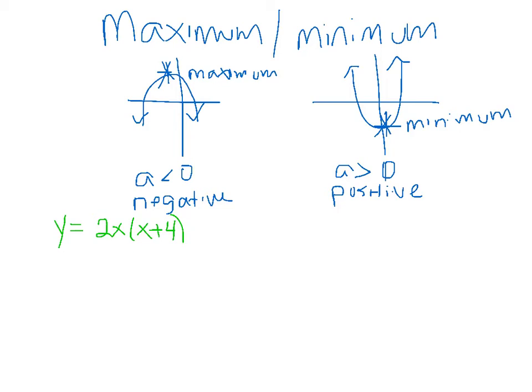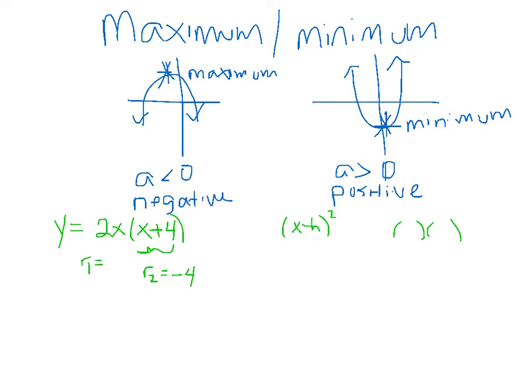Vertex form is a times x minus h, squared, so you have x minus h in your parentheses and the squared outside your parentheses. We don't have that here. Intercept form is where we have two sets of parentheses. This is the closest to that, because this actually is intercept form. Here in this first spot is where your roots are. We want to know where that's equal to 0. So x plus 4 is equal to 0 when x is negative 4.